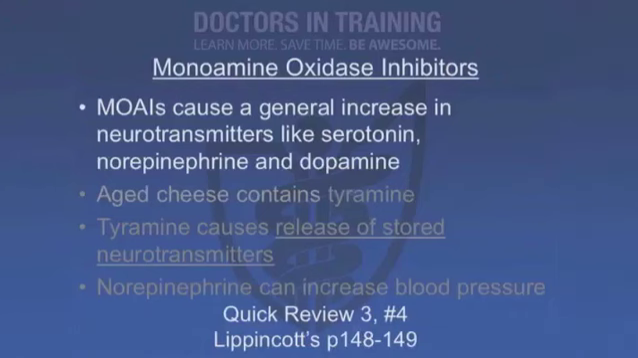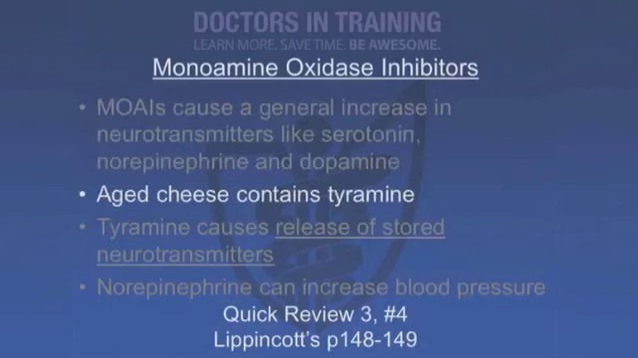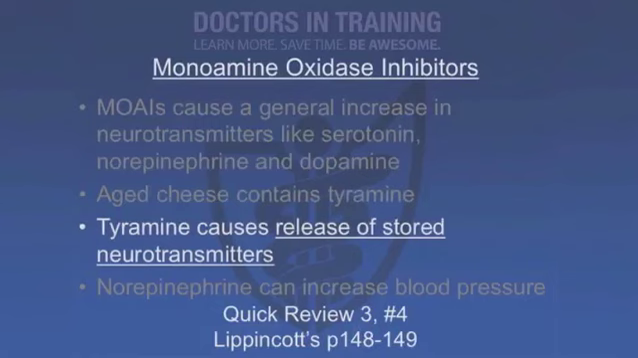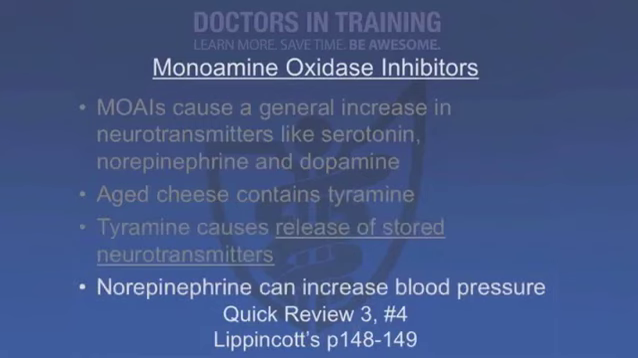How does eating aged cheese while taking an MAOI cause hypertension? So, as we just mentioned before, MAOIs cause a general increase in neurotransmitters like serotonin, norepinephrine, and dopamine. Aged cheeses contain tyramine, and tyramine causes release of stored neurotransmitters. So that norepinephrine can then increase blood pressure. Next, a 32-year-old bipolar patient presents with a stiff neck and a feeling of restlessness.